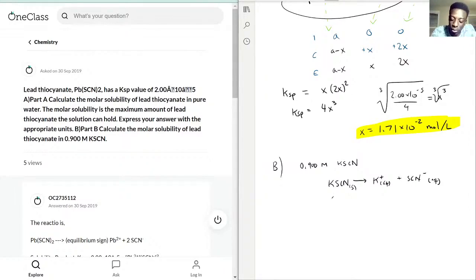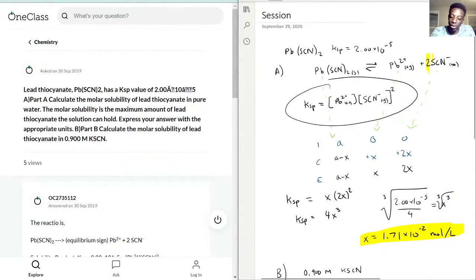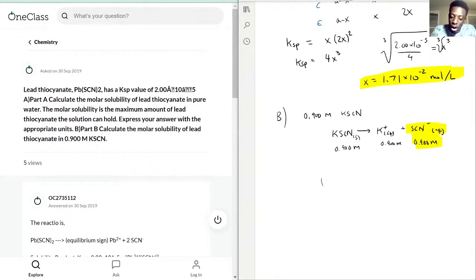So if we know that we start off with 0.900 moles per liter of KSCN, it means that we have 0.900 moles per liter of K that's produced and 0.900 moles per liter of SCN minus. The only one that's important here, based on the formula above, the PbSCN2, you guessed it, would just be the thiocyanate, this part right here. So now if we go back to our ice table, it'll look relatively similar, but the difference is that our initial now will no longer be 0 for that part.